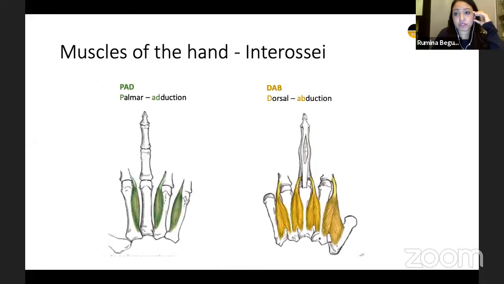So firstly, going to the most deep layer of the hand, you have the interossei muscles. Commonly, the palmar interossei are 3 muscles, and the dorsal interossei are 4 muscles. They have the role of adduction and abduction of the digits. The way to remember is PAD and DAB. So palmar interossei allow adduction of the fingers, and dorsal allow abduction of the digits.